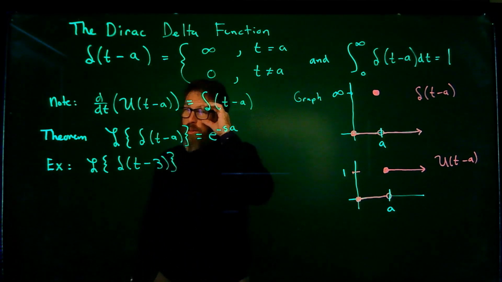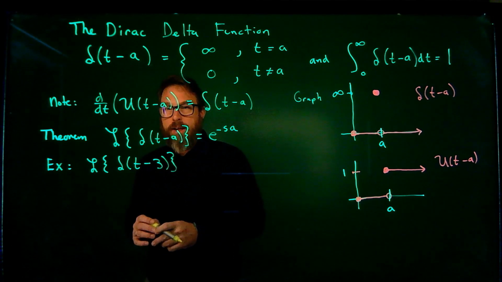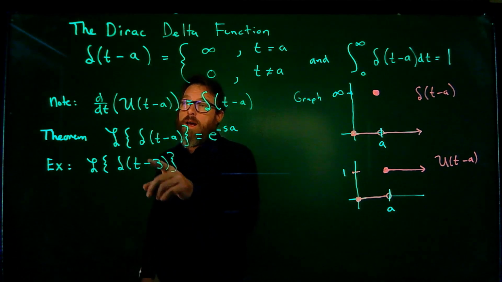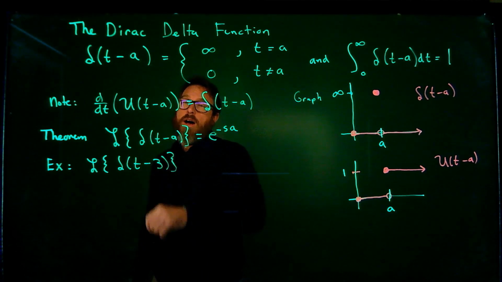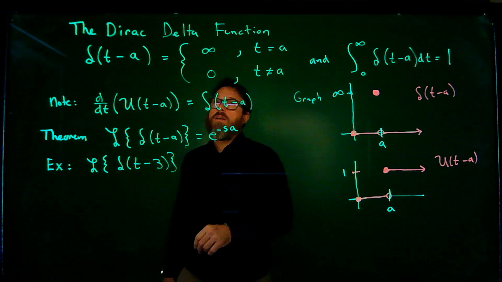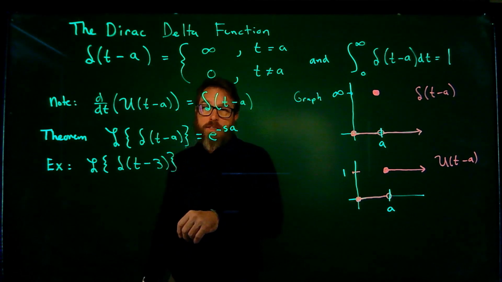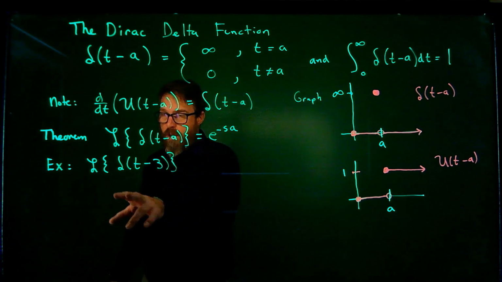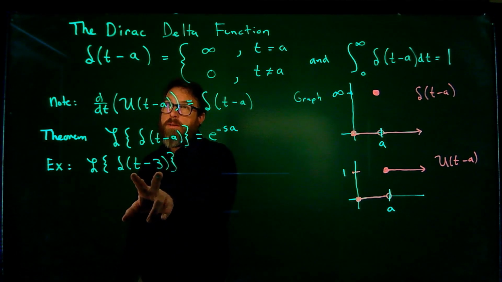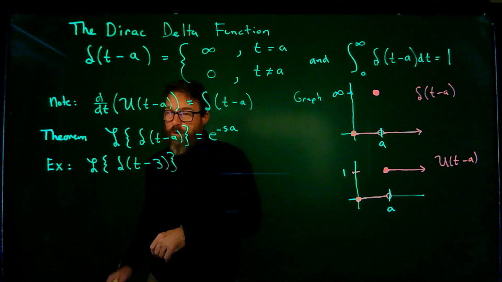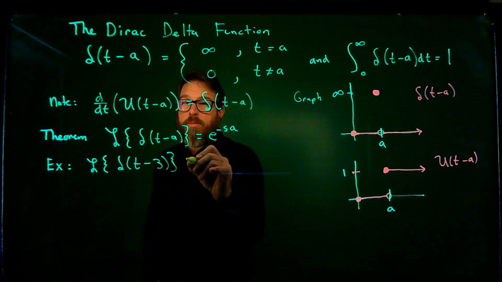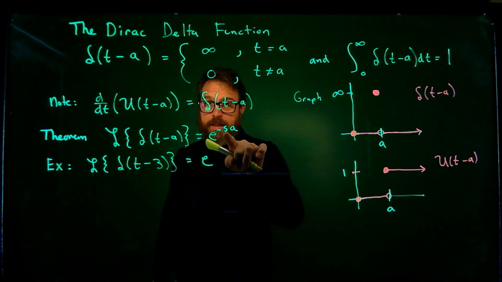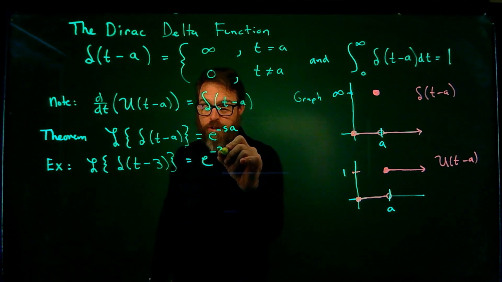So here's a theorem that's going to become useful when we're trying to find solutions to differential equations involving these things. The Laplace of the Dirac delta at t minus a is going to be equal to e to the minus sa. So the example here is, what is the Laplace of the Dirac delta function shifted over 3 units? Well, this is your a, so this is going to be e to the minus s times 3, or minus 3s.